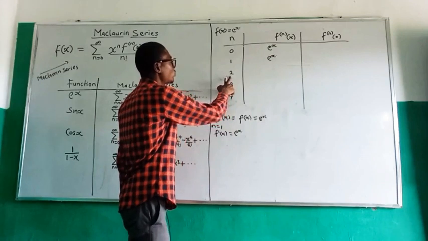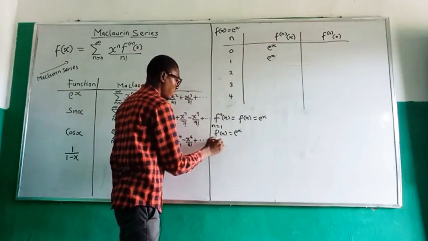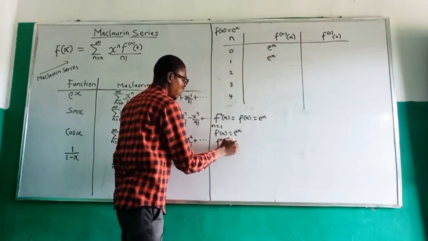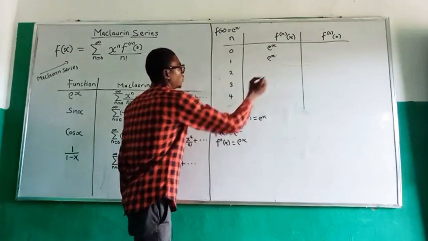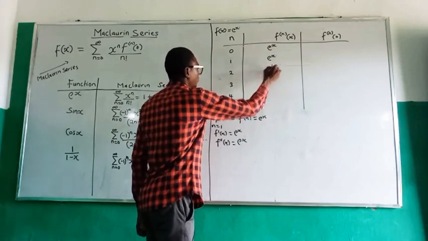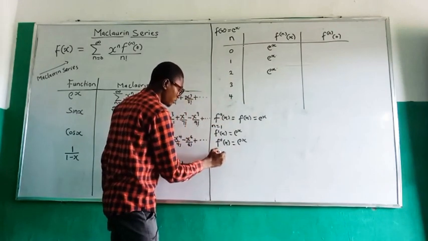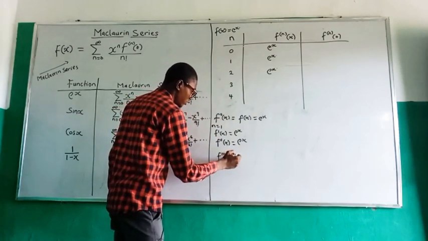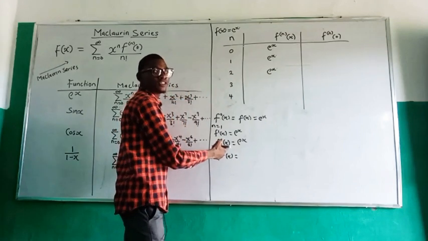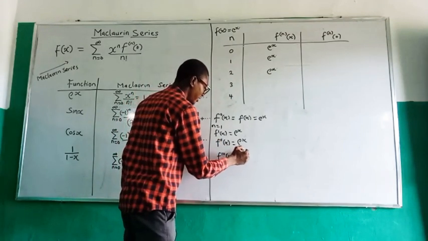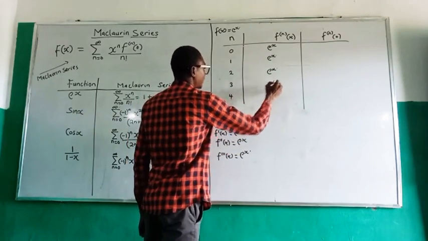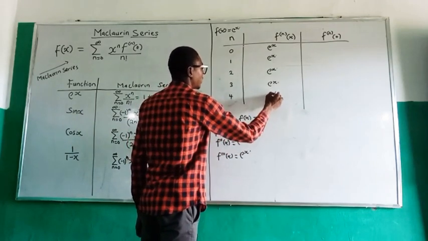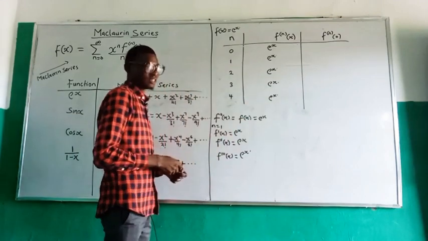So at n equals 2, by the time you put 2 there, you have f double prime of x. When you differentiate this again, you have exponential x. So you have e to the x. Okay, at n equals 3, to obtain this, you need to differentiate this again. You are going to have exponential x. So this is exponential x, and the last one will still remain as exponential x. You can see it's actually simple.